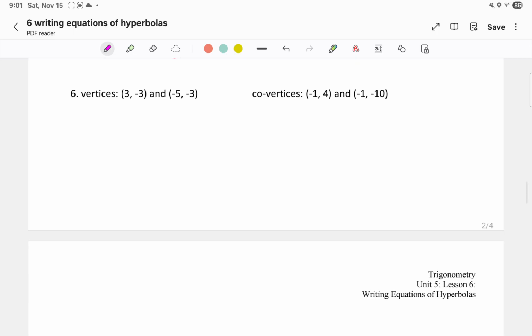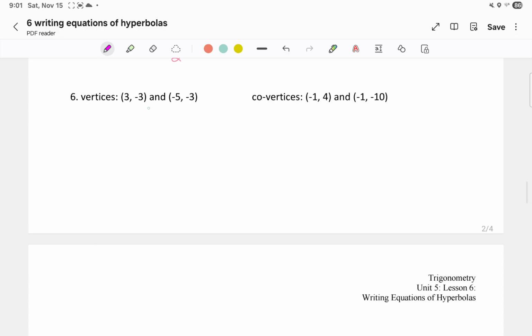And then for number 6, we have vertices and co-vertices. So we have coordinates for both. So we need to use midpoint for the center. And actually on vertices, if we look, it's our x coordinates that are moving. So we are horizontal again.